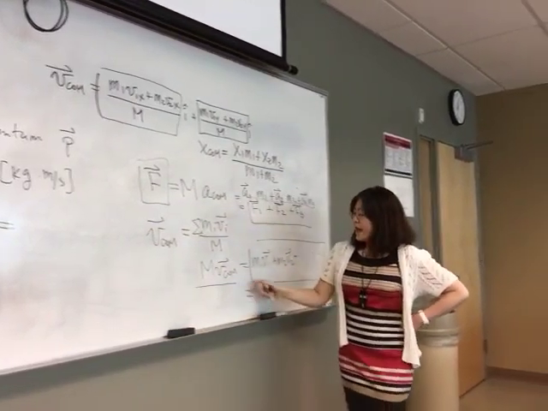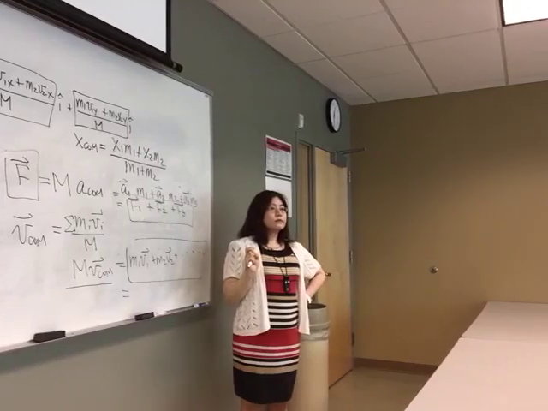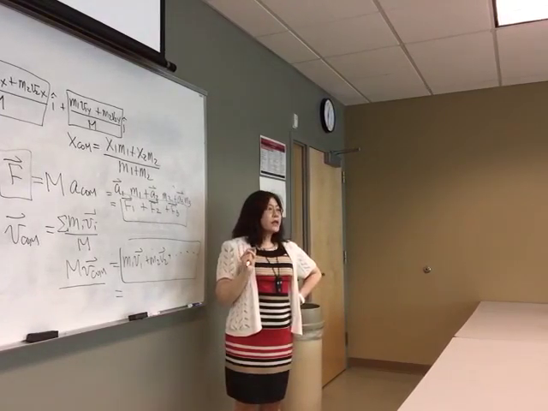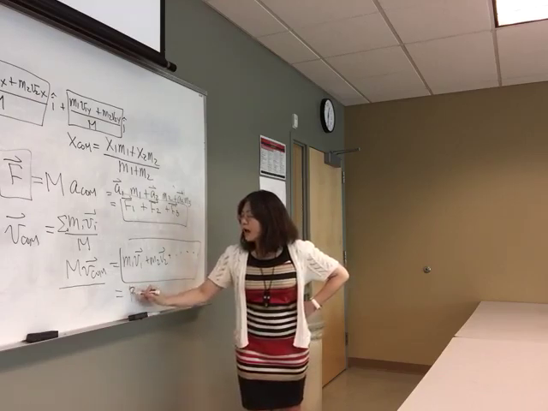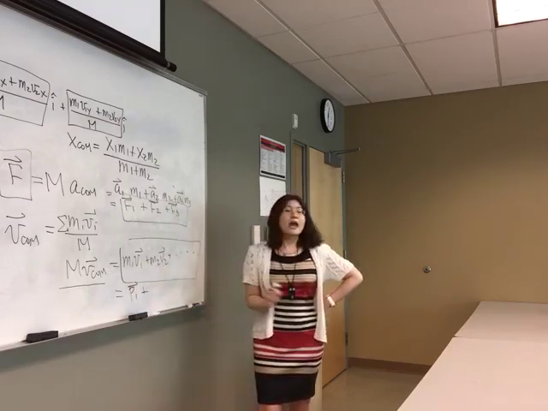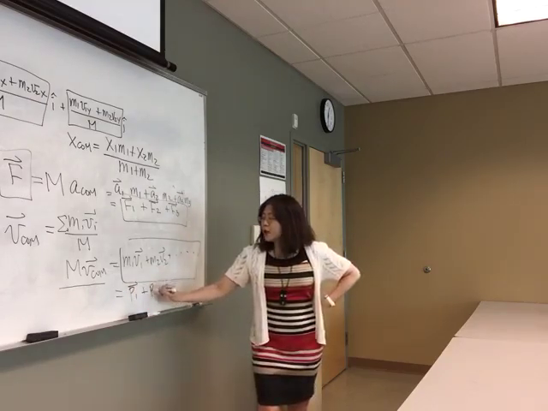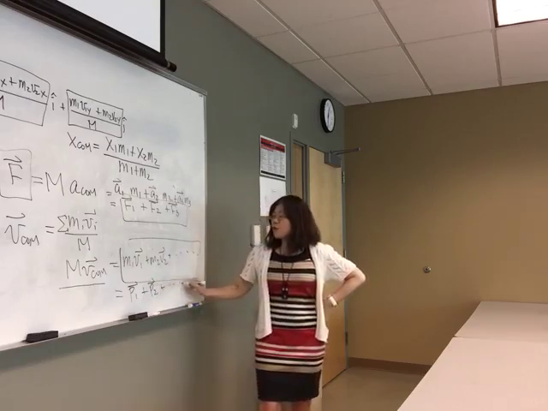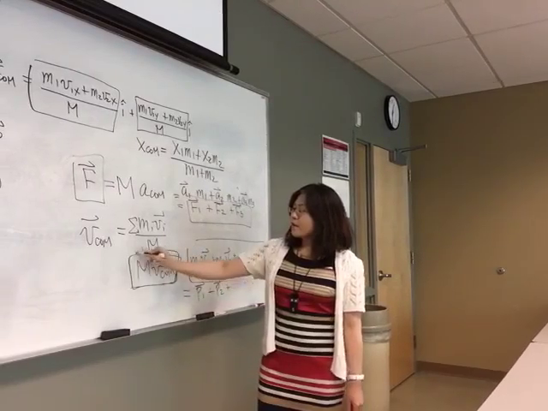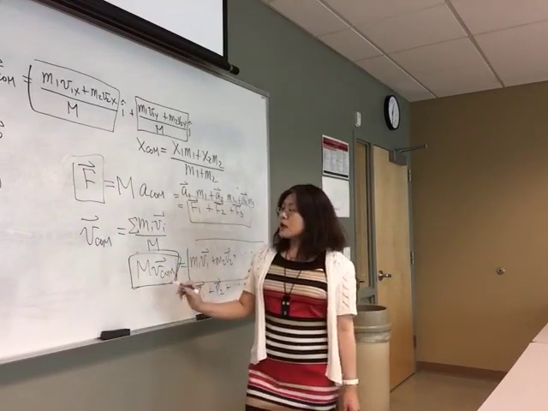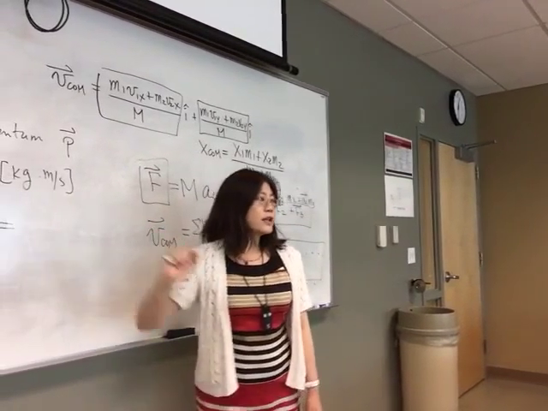So when you have m_1 v_1, that gives you p_1, the linear momentum of particle 1. You have m_2 v_2, that's the linear momentum of particle 2, and so forth. And we identify that when you have the total mass times the center of mass velocity, that gives you the total linear momentum.